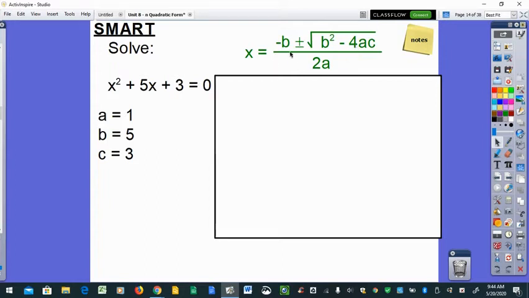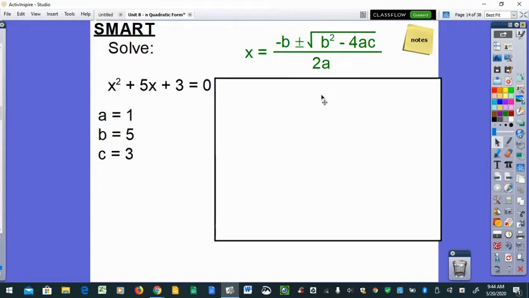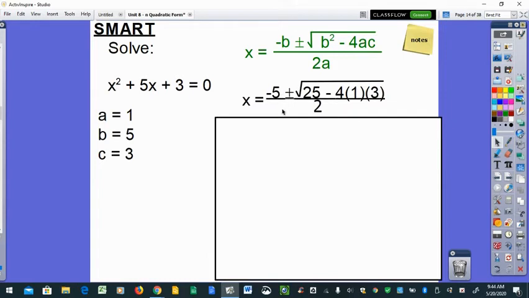Okay, so now let's do our substitutions. The first thing I would want to see is the substitution. So you'll see I put the negative b plus or minus the square root. I'm absolutely okay if you square the b and write that down. But I do want to see the minus 4 times a, which is 1, times c, which is 3. And if you're going to make a mistake, it will be right in here generally. And then over 2 times a, which is 2, and I'm absolutely okay that you would write your substitution like this.